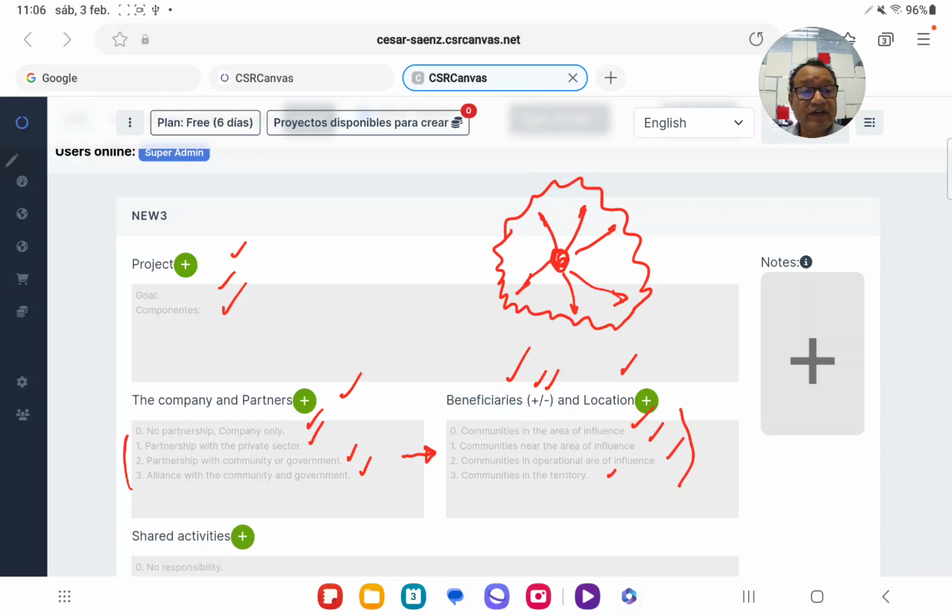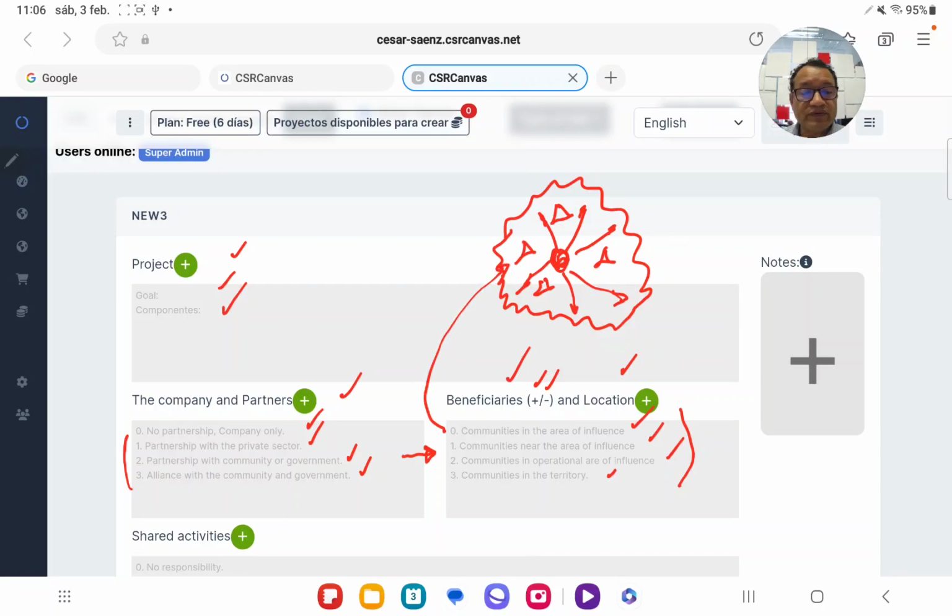As soon as they define the area of influence, they have communities inside of the area of influence. They have the obligations, or the ethical obligations, to work with these communities inside the area of influence. This is the first option.